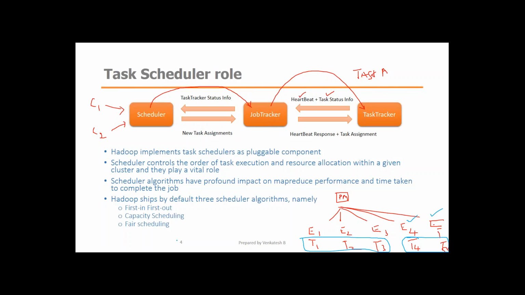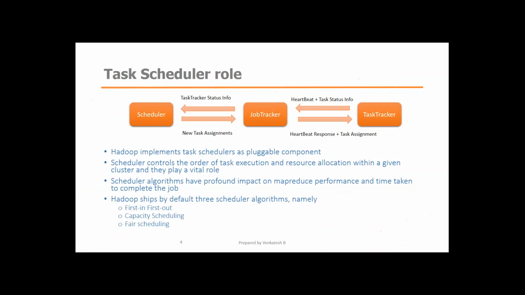Now let's try to understand the scheduler's internals. Hadoop implements the task scheduler as a pluggable component, which means you can take out the scheduler and insert another company's scheduler. It's the way we do in our automobile. The car has a battery. Battery is just one component, but you can have the same battery coming from multiple vendors, right?